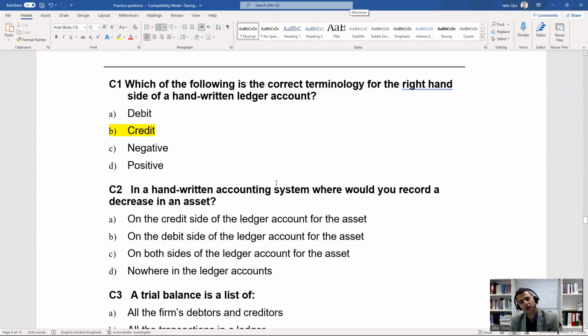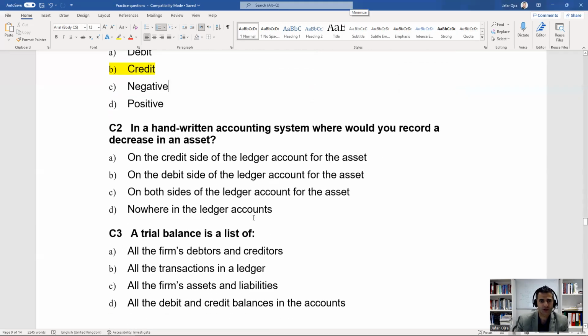Why is it credit? Because the debit is on the left, and the credit is on the right. The question tells you the right, so that is the credit side.